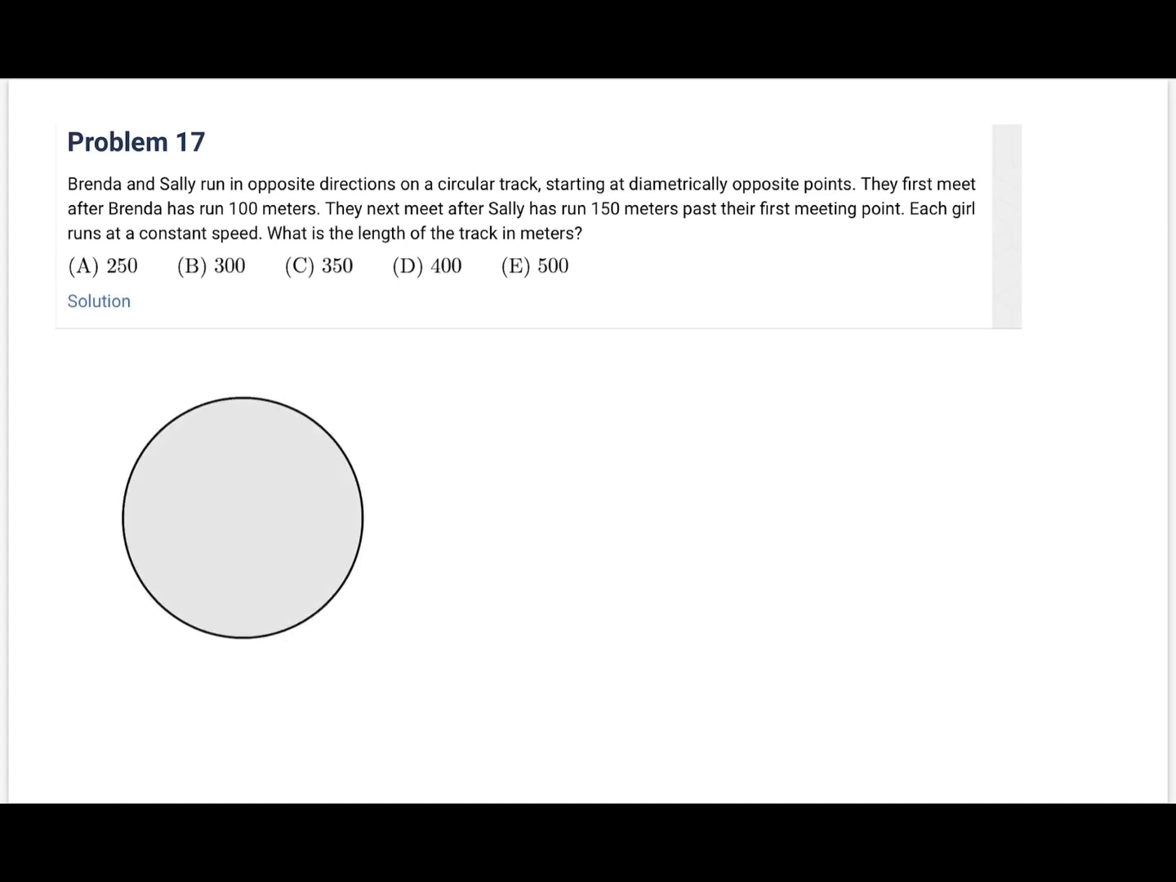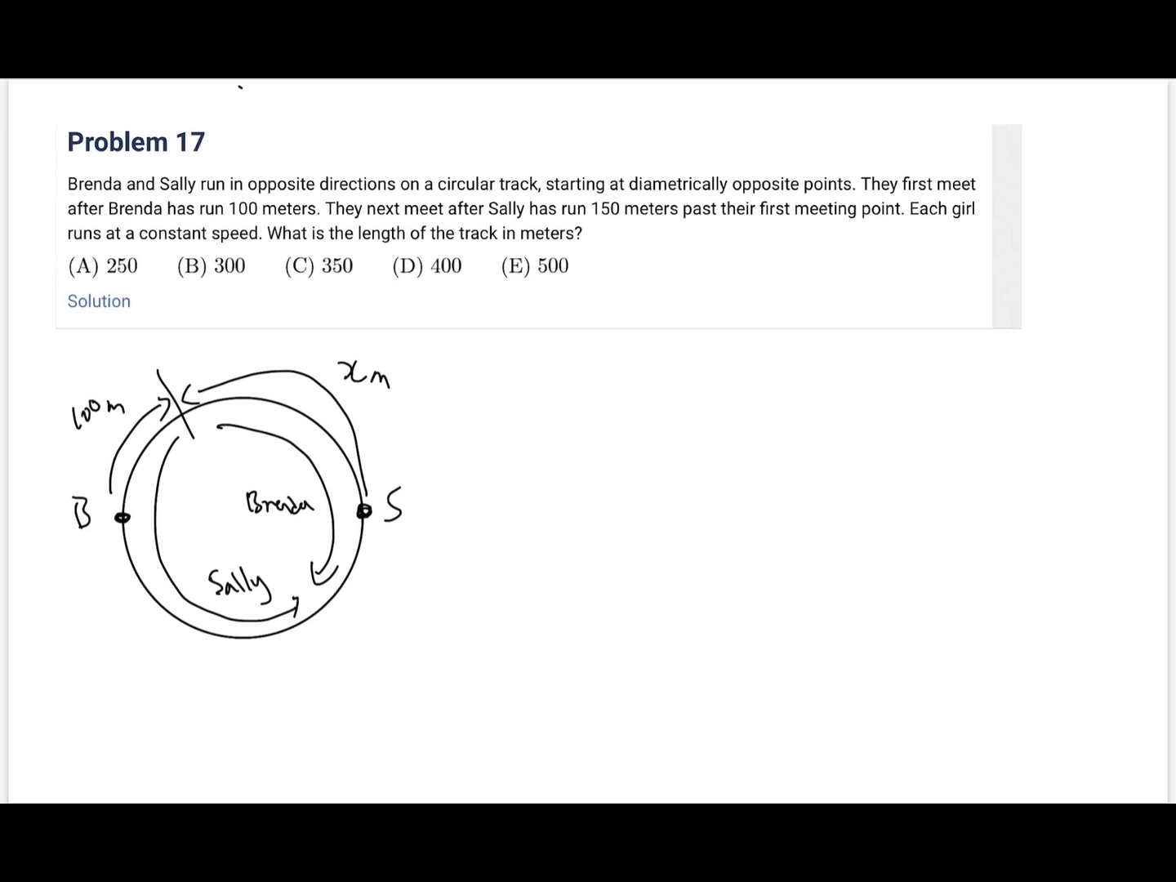Okay, so let's draw this. This is the circular track, and they start at diametrically opposite points. So let's say this is Brenda and this is Sally. They first meet after Brenda has run for 100 meters. Okay, so Brenda has run 100 meters and Sally has run x meters. But then they next meet, right? And so from here they next meet after Sally has run 150 meters past. So Sally would be like this, and then Brenda would be like this.